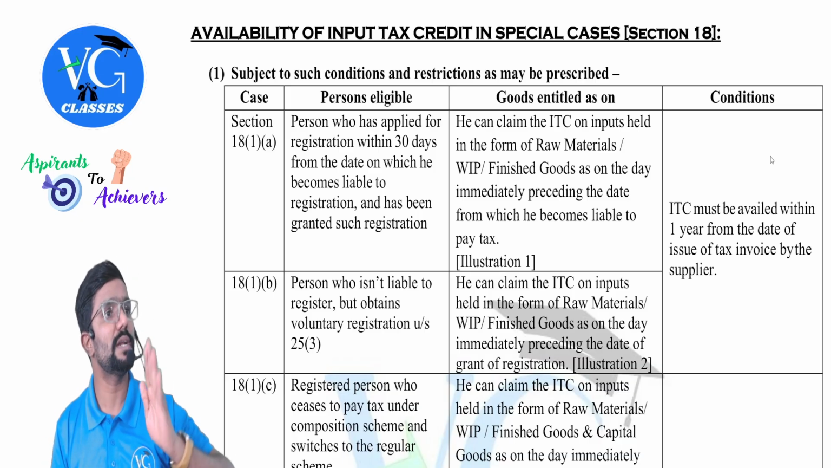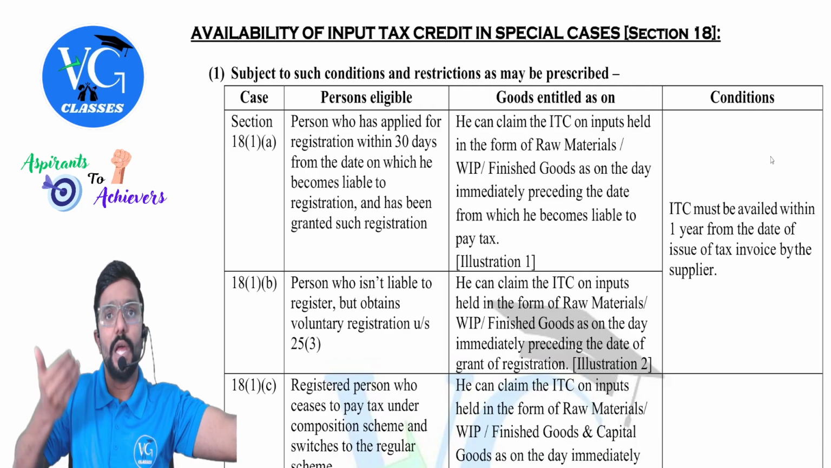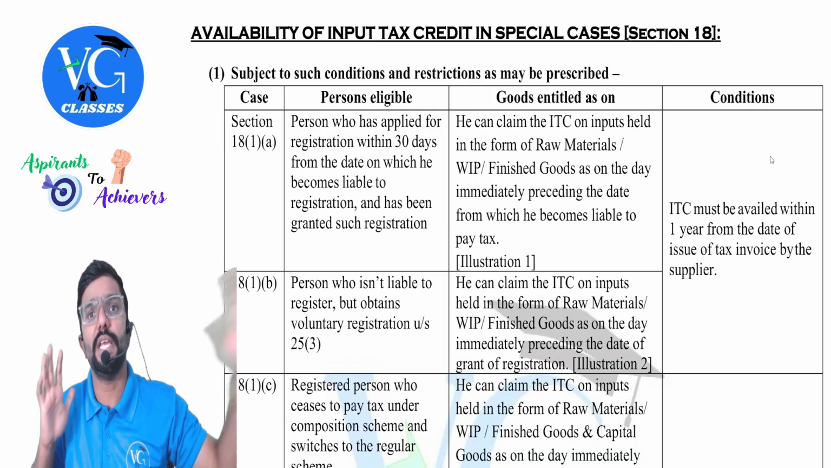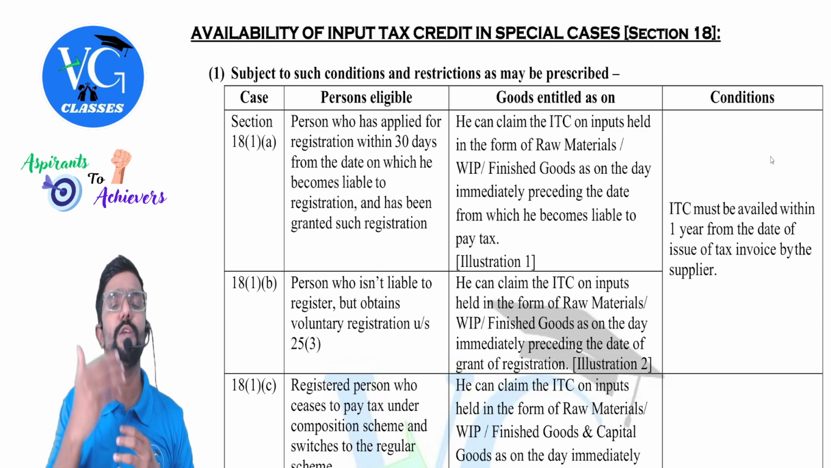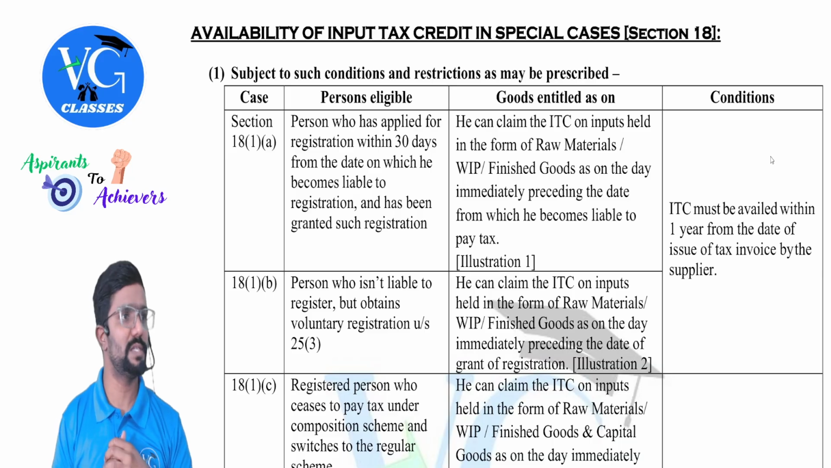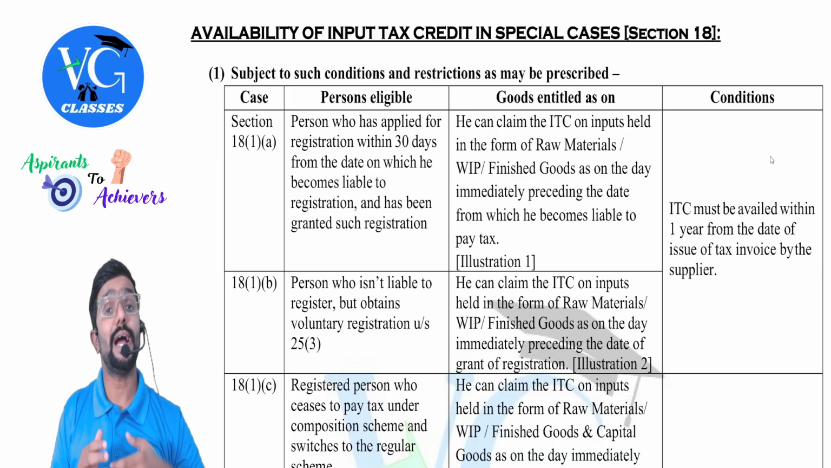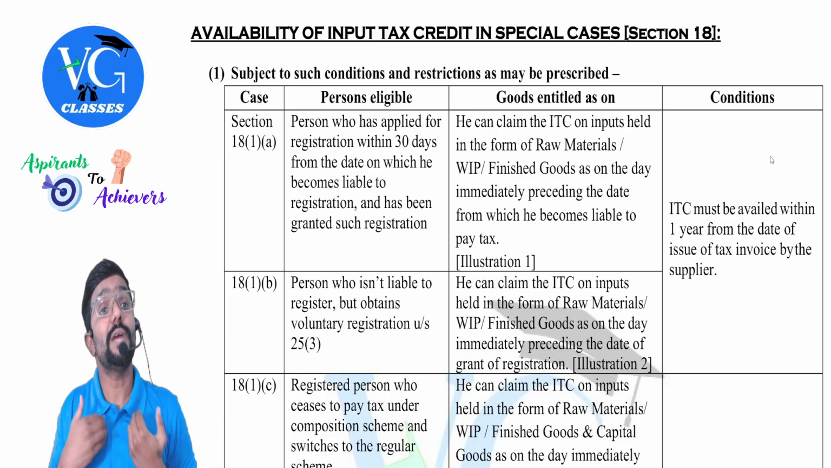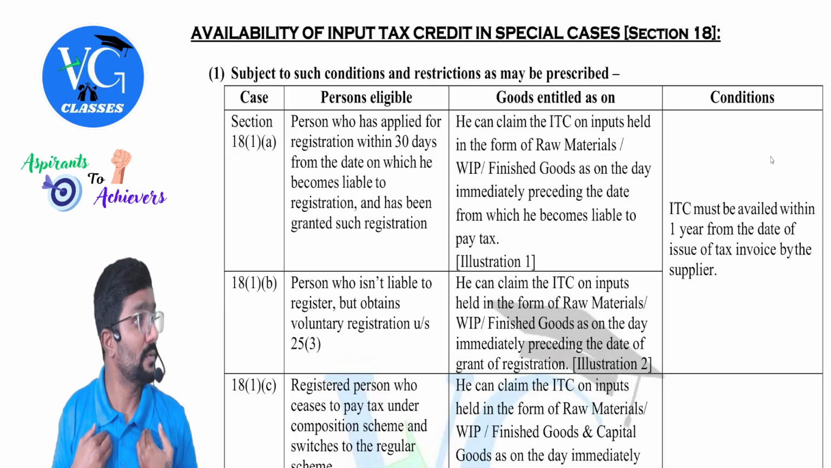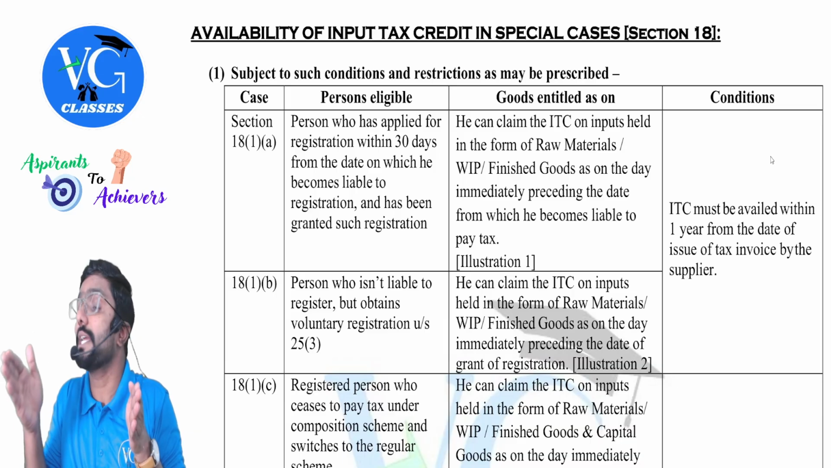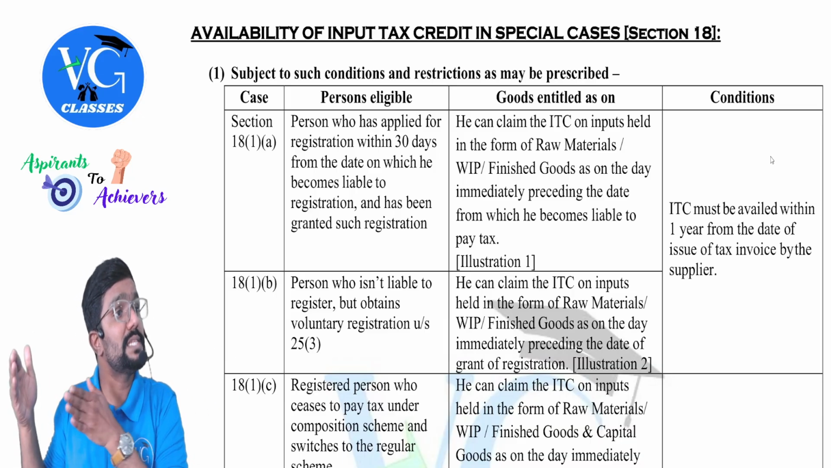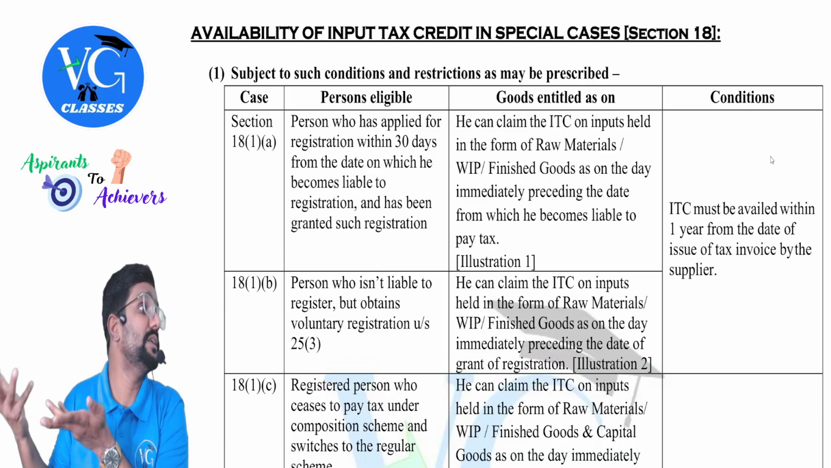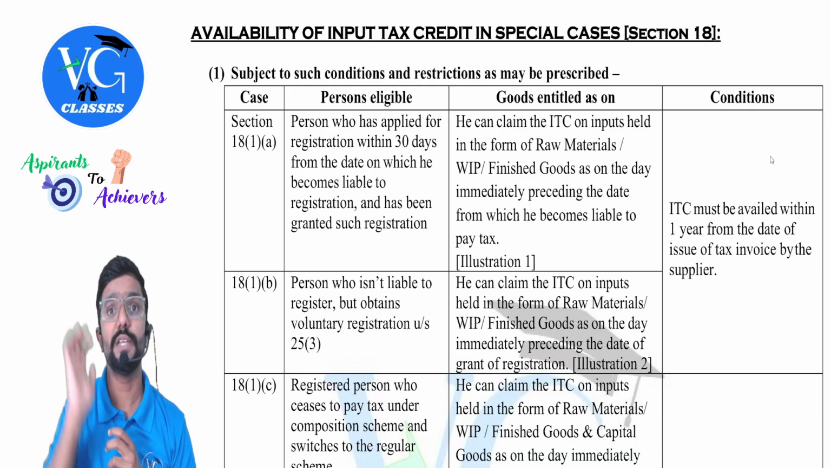Transformation cases means, sir, I was unregistered. Now I am getting registered under GST. Can I claim the credit? Yes. But they are giving you some benefits also. What is it? We will see. Or else, sir, I was under section 10. When I was under section 10, can I claim credit? No. But now I am moving towards section 9. From 10, I am moving towards 9. Once I move to section 9, can I claim credit? Yes.